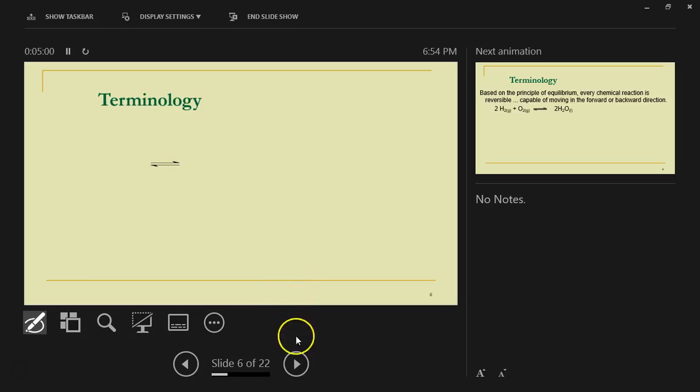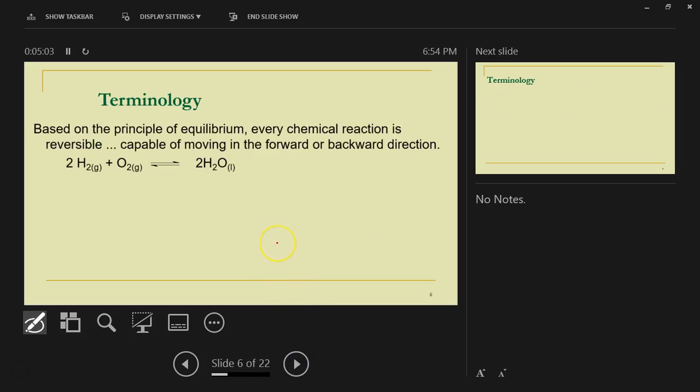So, based on the principles of equilibrium, every chemical reaction is reversible. It's capable of moving in the forward direction and back. That's said in principle. In actuality, there are plenty of reactions that can only occur in the forward direction. For example, you can't unburn something. You can't unexplode something or unrot something. Those are all chemical reactions that you can't undo. But this is said in principle. In the principle of equilibrium, all reactions are reversible.